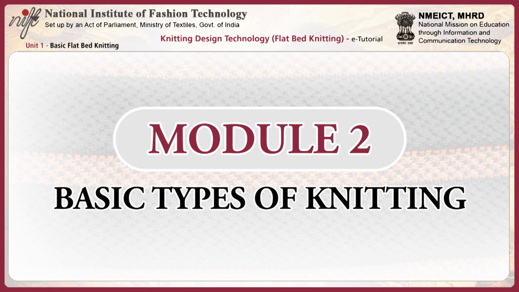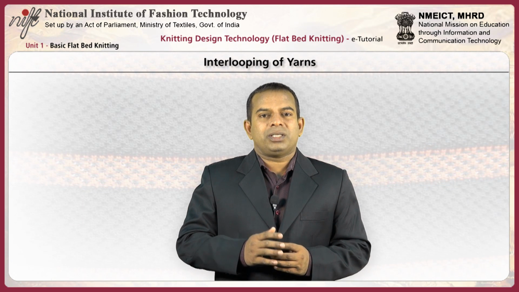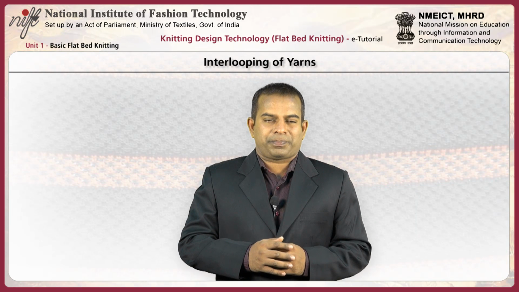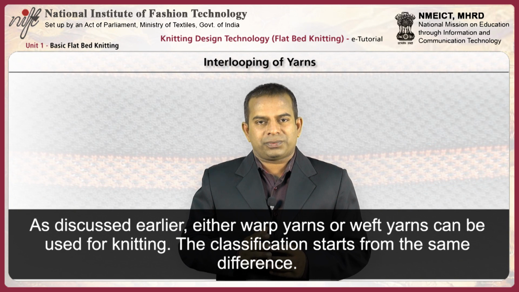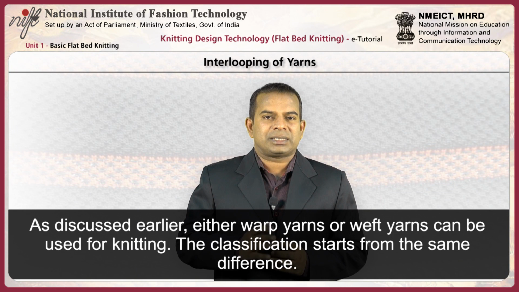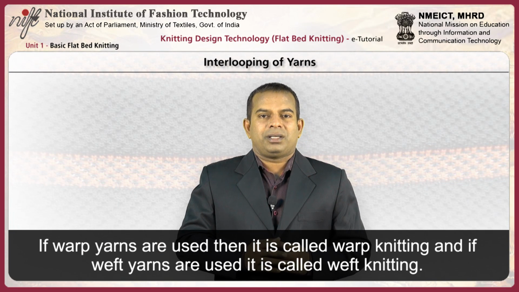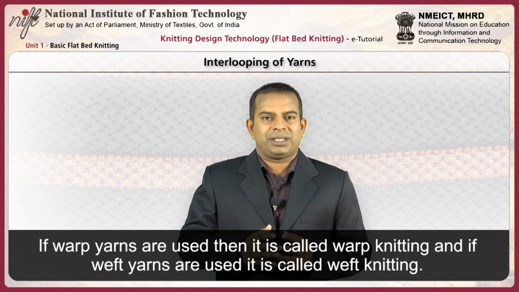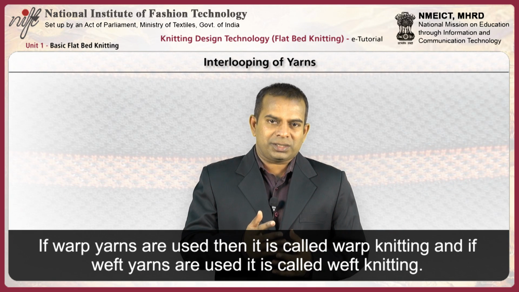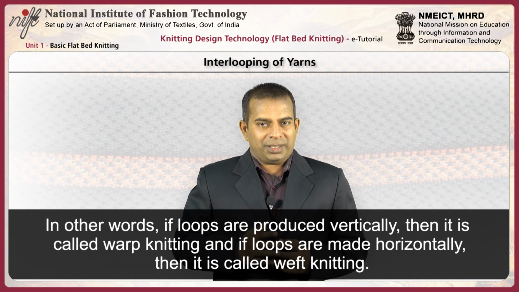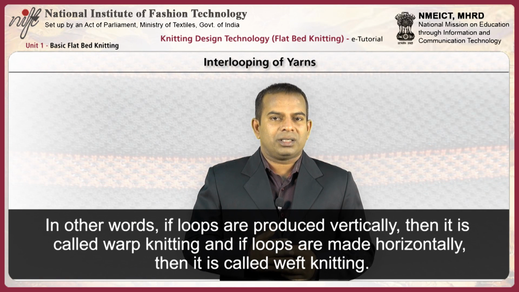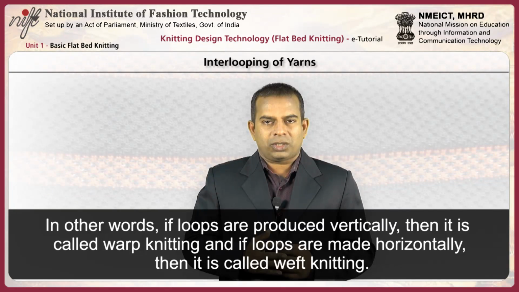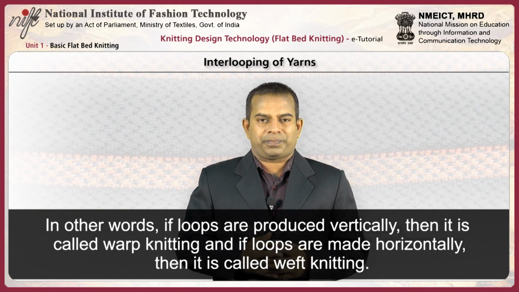Now, let us move on to learn about the basic types of knitting. As discussed earlier, either warp yarn or weft yarn can be used for knitting. The classification starts from the same difference. If warp yarns are used, then it is called warp knitting, and if weft yarns are used, it is called weft knitting. In other words, if loops are produced vertically, then it is called warp knitting, and if loops are made horizontally, then it is called weft knitting.